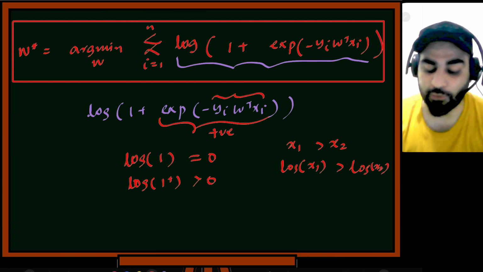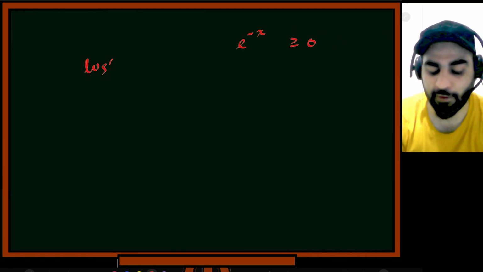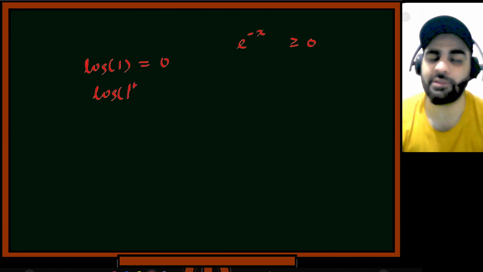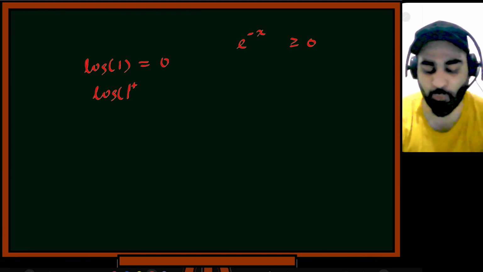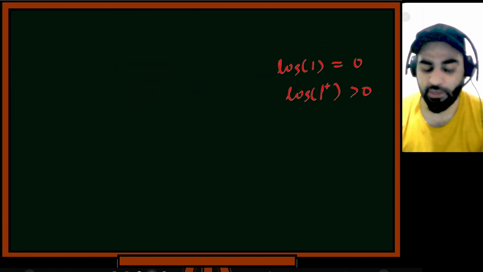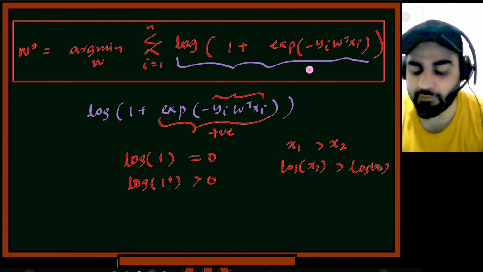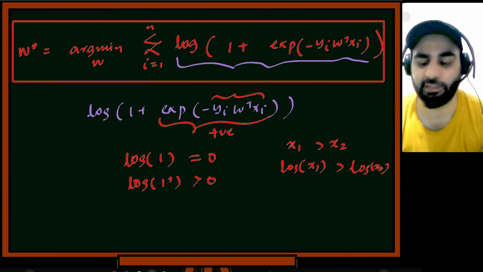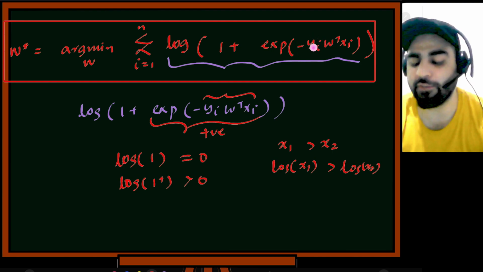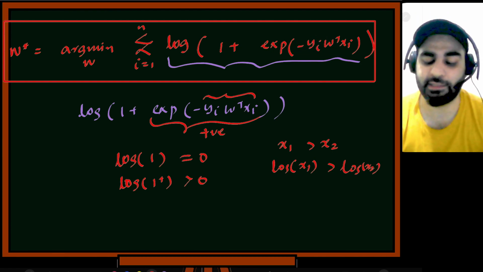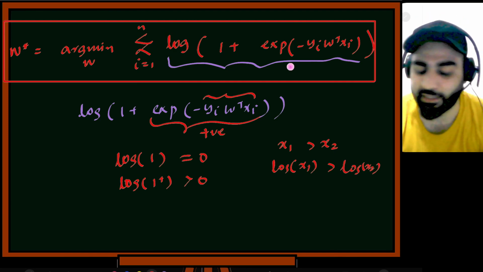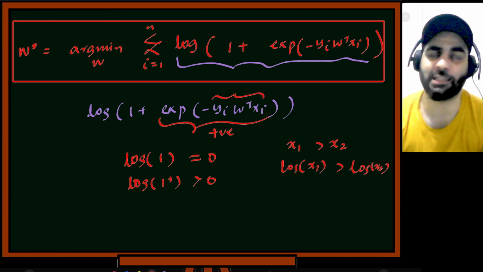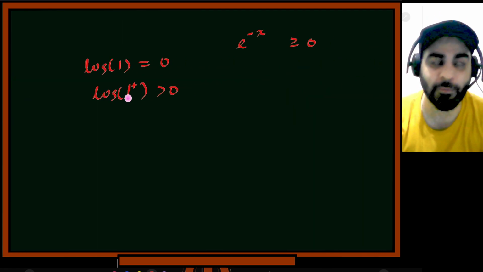So now log of 1 is equal to 0. Okay, log of 1 plus, so if you have a number which is a little bit greater than this, any number which is greater than 1, then log of it is greater than 0. So what is the least value this quantity can take? If this exp of minus x becomes 0, then only it will take the value of 0. So the least value that this function can take is 0. How many of you agree with this? Because log of 1 is 0, log of 1 plus is greater than 0.